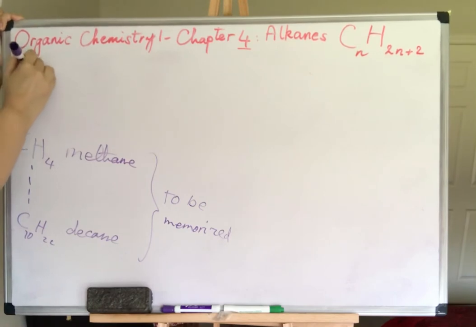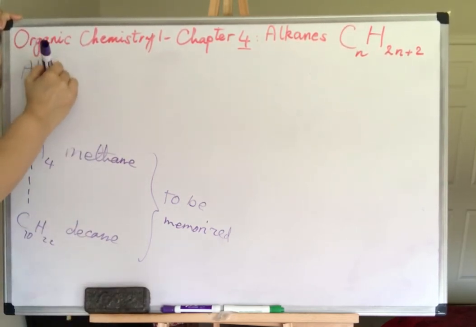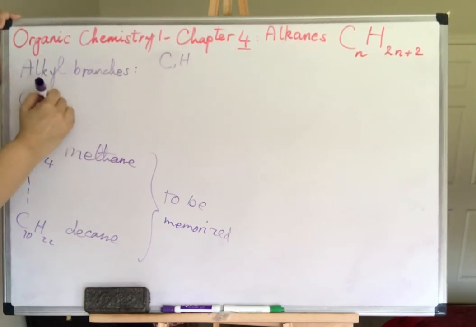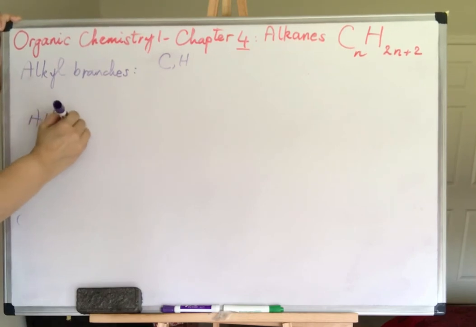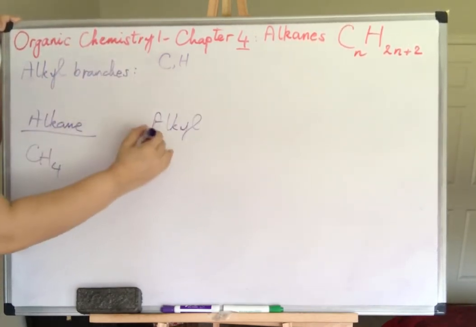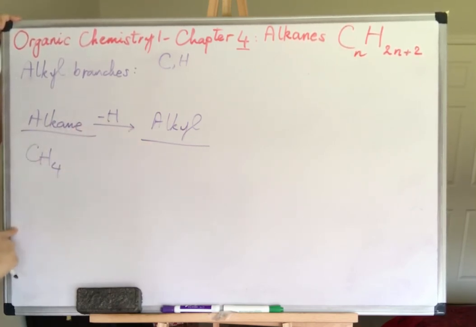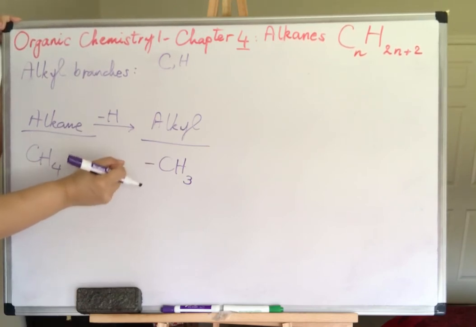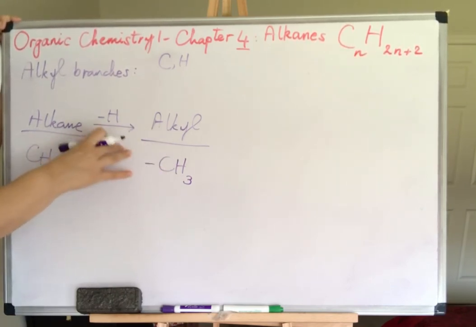But how about branches? Or, as we have in the book, alkyl branches. Do you remember we talked about alkyl groups before? Alkyl groups are any combination of carbon and hydrogen. Here, if our alkane is methane, then the alkyl group is formed by subtracting 1 hydrogen from your alkane. So the related alkyl from methane is going to be CH3. We put a dash here because it shows it's a branch, so it has to be connected to the rest of the molecule. We took one hydrogen out to provide one bond to connect the carbon to the rest of the group.